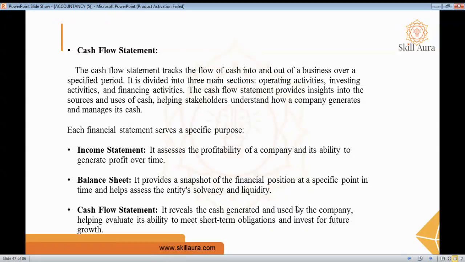And the balance sheet provides a snapshot of a company's financial position at a specific point. When it comes to the cash flow statement, it reveals the cash generated and used by the company and helps in evaluating its ability to meet short term obligations and invest for future growth.